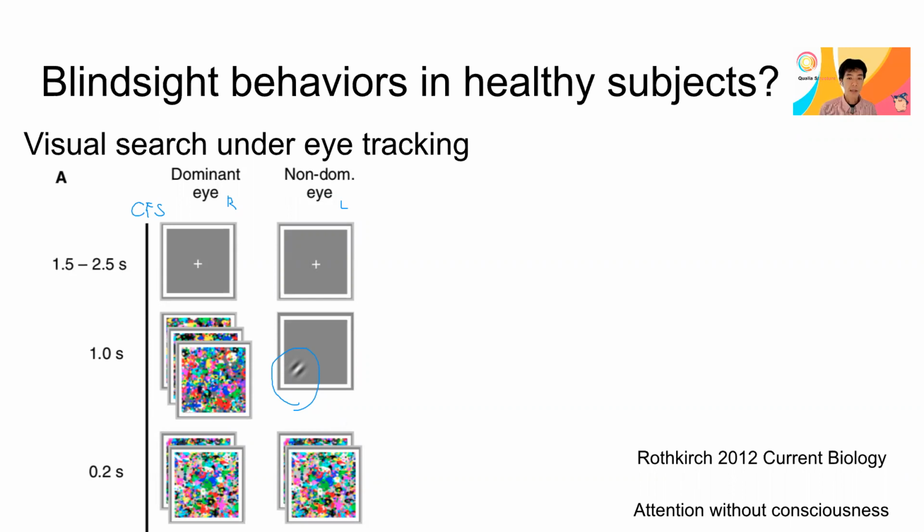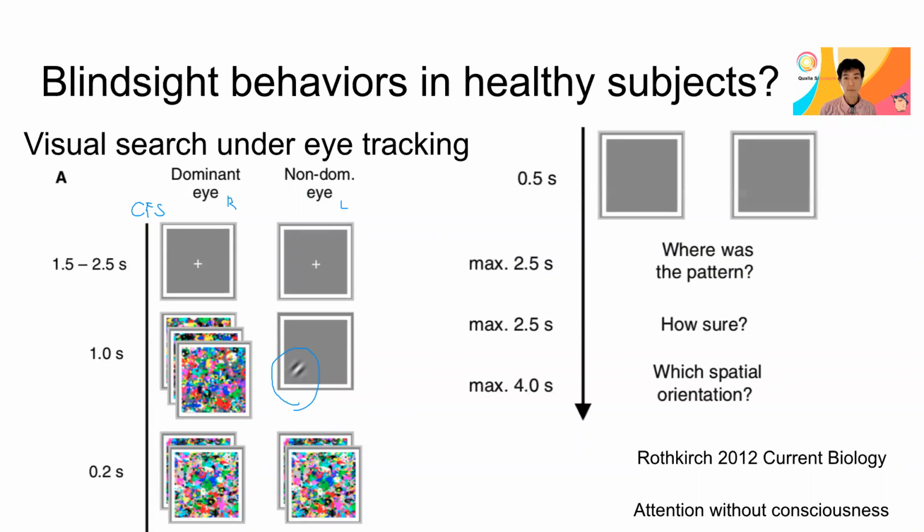Then they are asked to report three things. One is where the pattern was. So they are searching for the location of this Gabor patch, and it could be located here, here, here, or there. It's one of the 4 locations. So this is a visual search experiment.